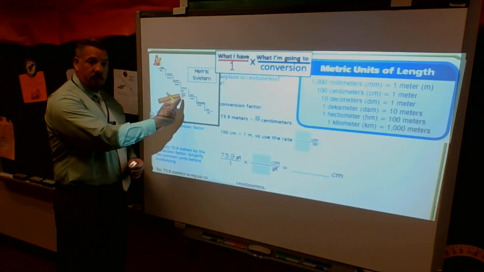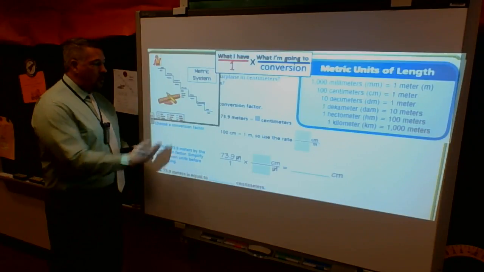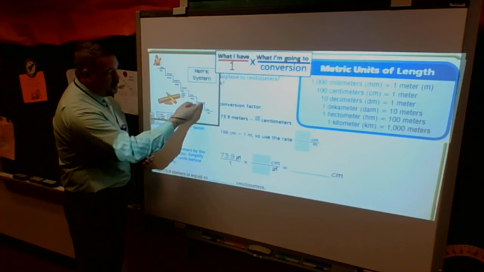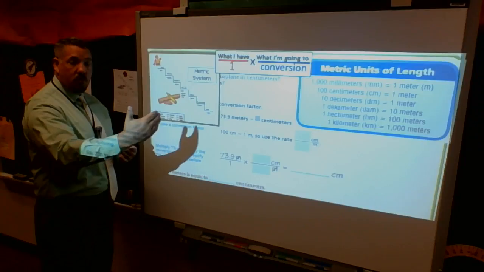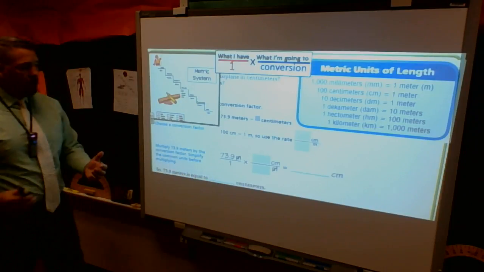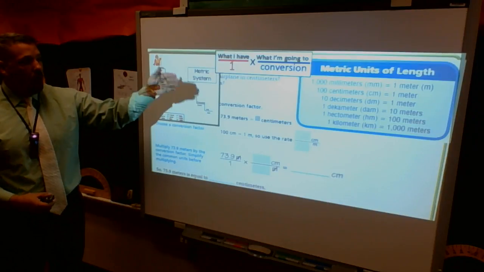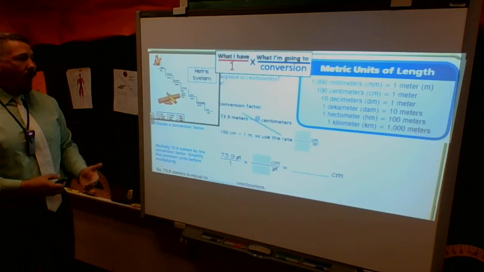It's in the center. So meter, gram, and liter are all my base units, always in the center. It takes me to centimeters, which is 2 steps to the right. So I would just move my decimal to the right 2 times. But if I set it up with this idea, what I have versus what I'm going to, I'll see it's the same thing. So what do I have?